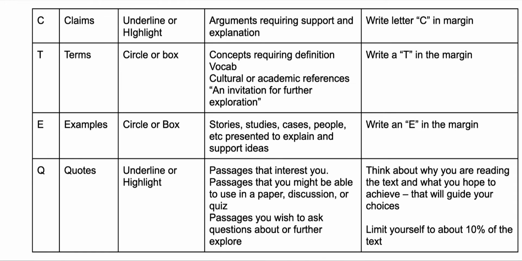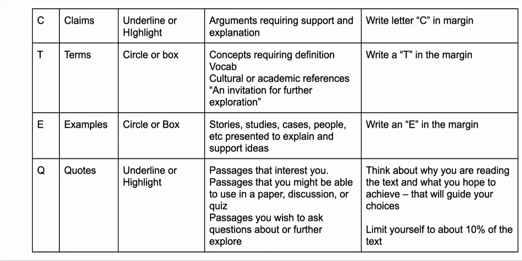Each letter in the system represents a technique you want to use. C stands for claims. When we read, we want to look for the arguments that writers are making that require support and further explanation. We call those claims, and we want to underline or highlight those as we read. Once we've underlined or highlighted a claim, we write a letter C in the margin next to that claim.